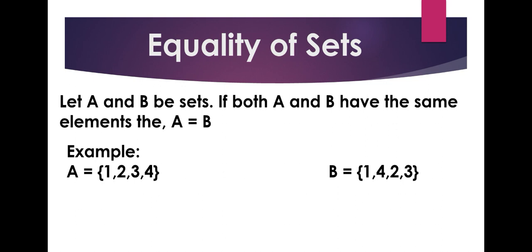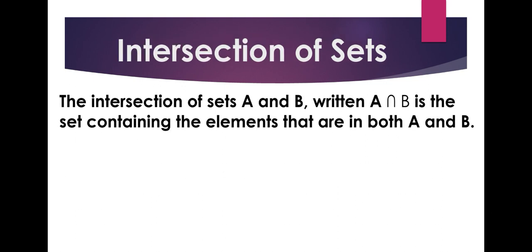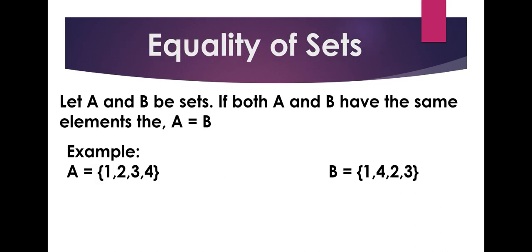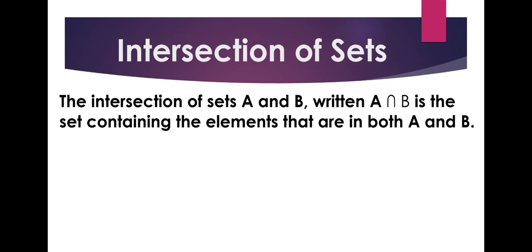Next is the equality of sets. Ito, very easy lang din. Let A and B be sets. If both A and B have the same elements, then A is equal to B. Pag sinabi nating equality naman ng sets, equal sila. Ibig sabihin, pareho yung element nila. Let's say si set A, 1, 2, 3, 4. Si set B, 1, 4, 2, 3. Despite of their arrangement, kahit ano pa yung maunang order dyan, basta same na same yung elements nila, equal sila ibig sabihin.